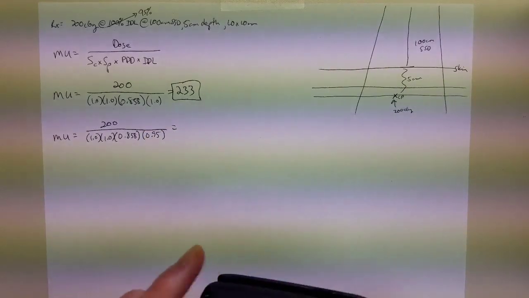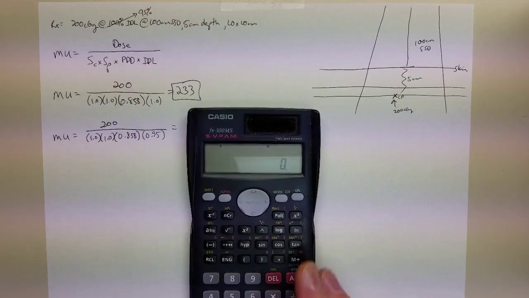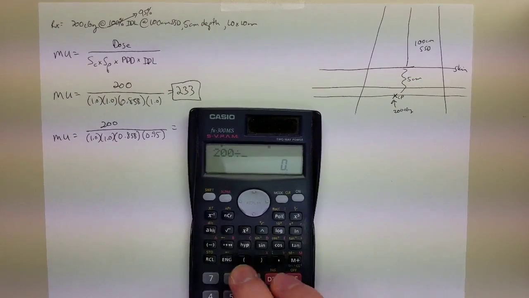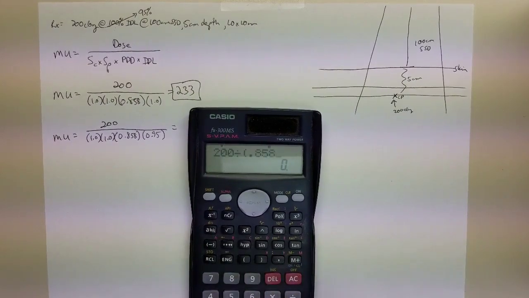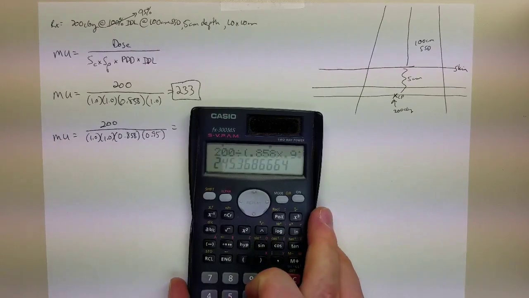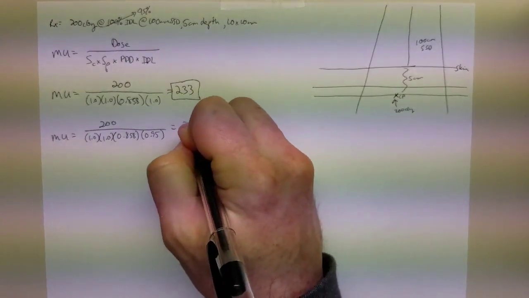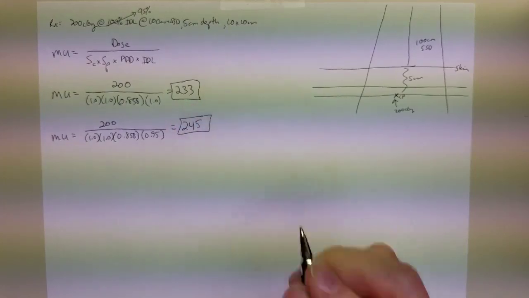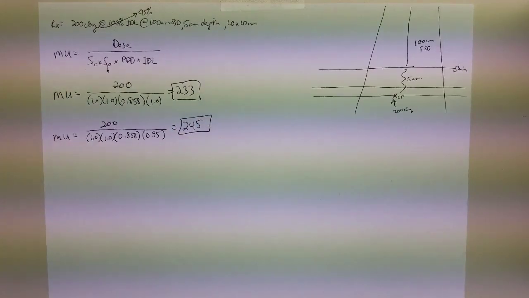However, my isodose line component now changes to 0.95. 200 divided by 0.858 times 0.95 gives 245. Does this make sense? The monitor units have increased. In fact, they've increased by about 5%.